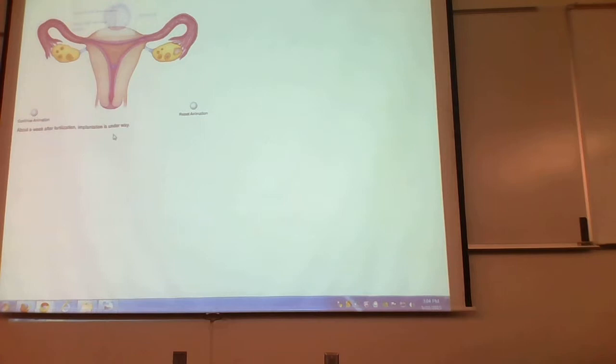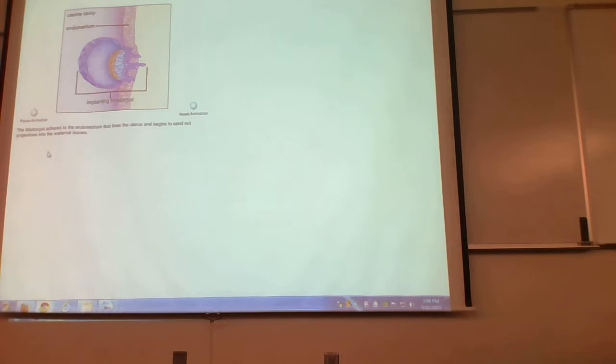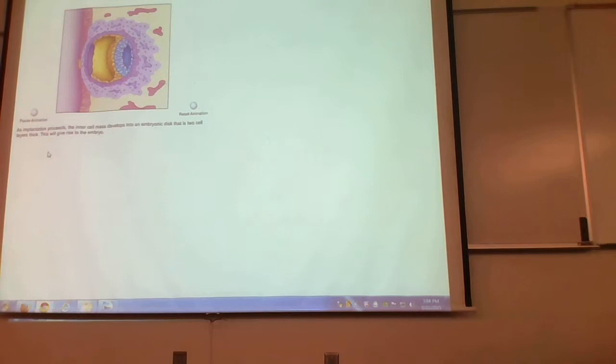About a week after fertilization, implantation is underway. The blastocyst adheres to the endometrium that lines the uterus and begins to send out projections into the maternal tissues. As implantation proceeds, the inner cell mass develops into an embryonic disc that is two cell layers thick. This will give rise to the embryo.